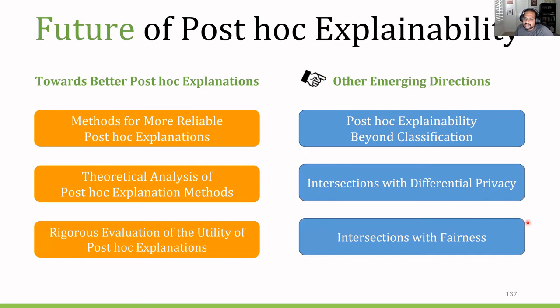There are other emerging directions, like post-hoc explainability beyond classification. So looking at reinforcement learning and a bunch of other applications of machine learning to see how to explain those. Looking at how explanations intersect with differential privacy is really important. Differential privacy itself is an upcoming field in machine learning. So whether the explanations themselves reveal something that's private, or hopefully they don't, is important to look at. And then how it intersects with fairness in models: if you want the model to be fair, is there a way to use explanations to show whether the model is fair or not, or even to give feedback on the explanation so that the model becomes fair?